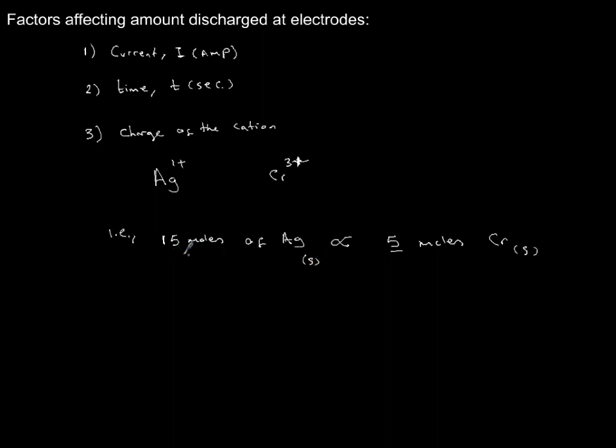So that's the final distinction. The less the charge, the more of that element you produce. But remember, these are moles. Sometimes IB will give you grams and you need to convert it to moles and make that comparison.